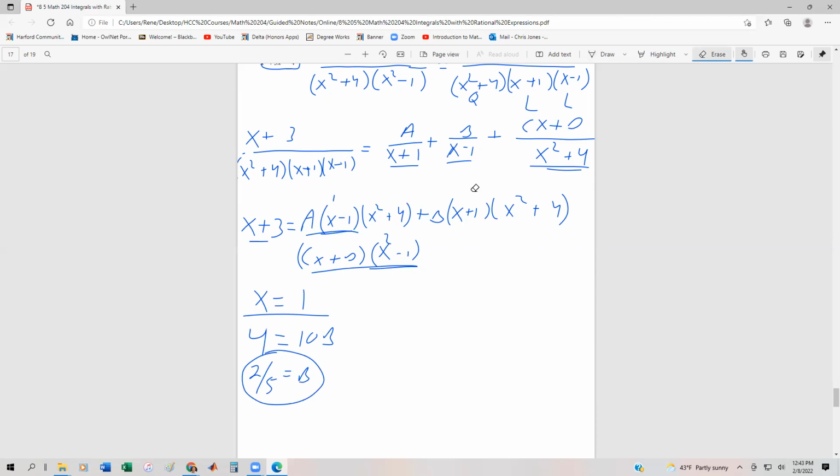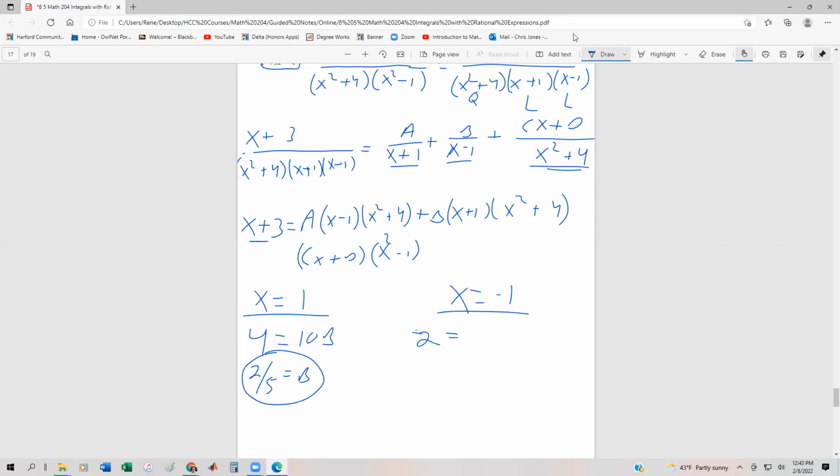Let's try another one. This time, let's try x equals -1. What that's going to do is eliminate the B term. If I plug -1 in here, -1 plus 1 is going to get rid of all this. And then -1 squared minus 1 is also 0, so it's going to get rid of that term. So the B and Cx plus D terms are all going to go away, and we're going to wind up with 2 on the left-hand side.